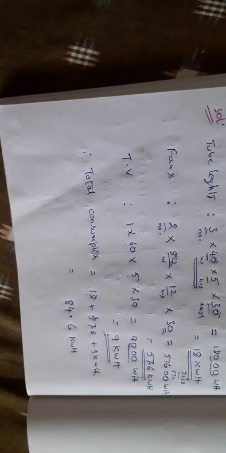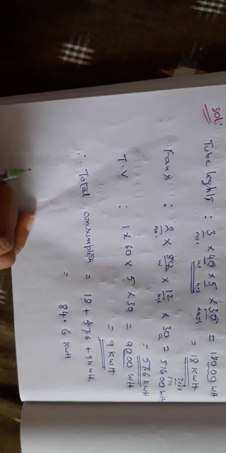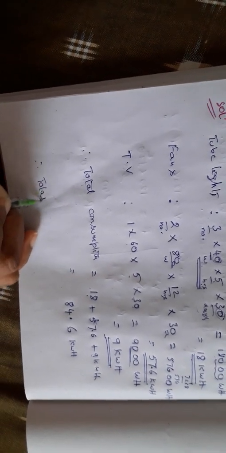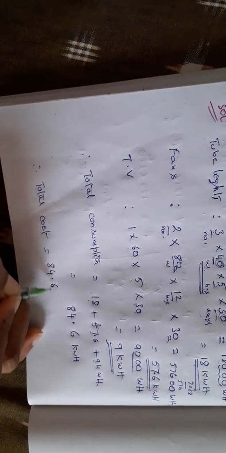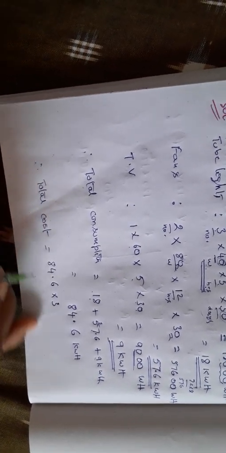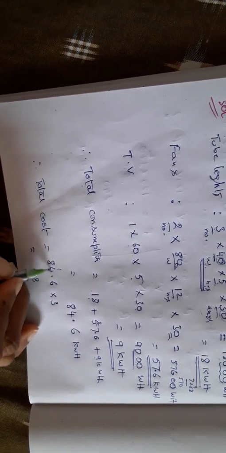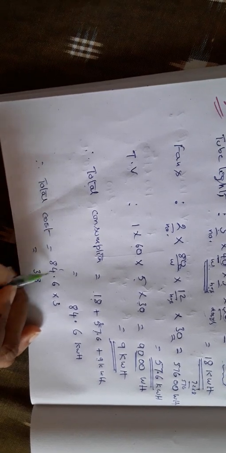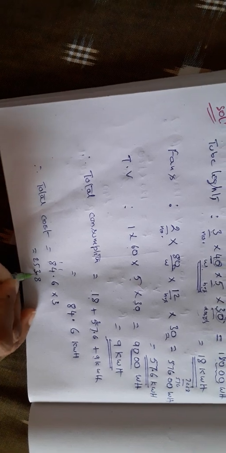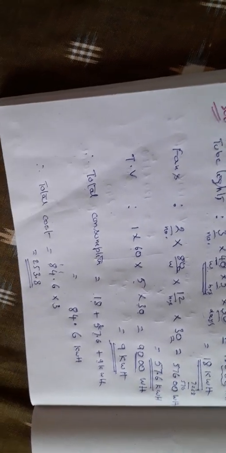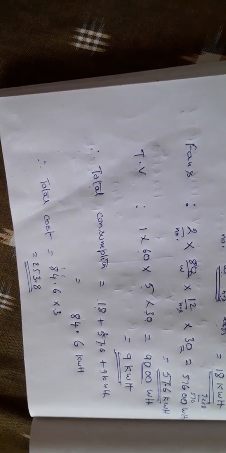So now we have to find out what is the cost that we have to pay to the electrical department at a rate of rupees 3 per kilowatt hour. So therefore total cost is equal to 84.6 into 3. So 3 6s are 18, 3 4s are 12, that becomes 13, 3 8s are 24, 25. So 253.8, or 253 rupees 80 paisa.